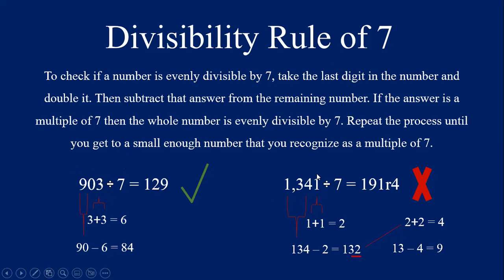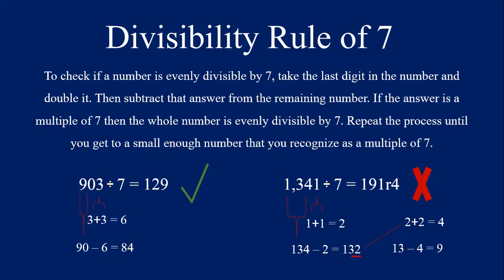1,341 divided by 7. We want to know, is 1,341 evenly divisible by 7? Well, you're going to look at the number in the ones place first and double it. There's a 1 here. So we're going to say 1 plus 1, well, that equals 2. Okay, now we're going to take the numbers that were left, 1, 3, and 4, and we're going to bring those down. So we have 134. We're going to subtract the answer from when we doubled the last digit, which is a 2. So now we have 134 minus 2. That gives us 132.